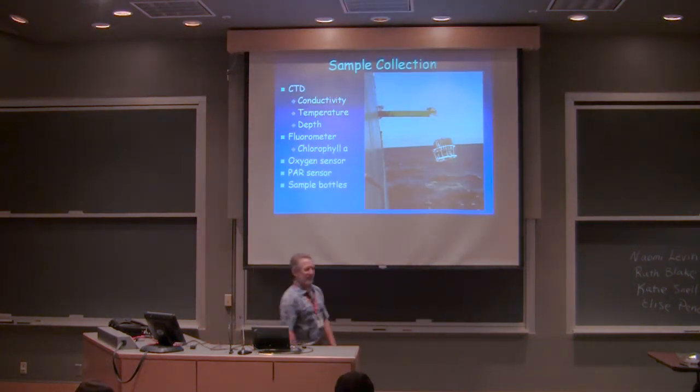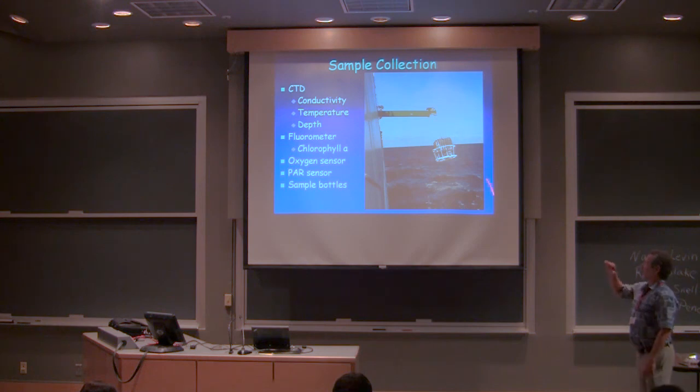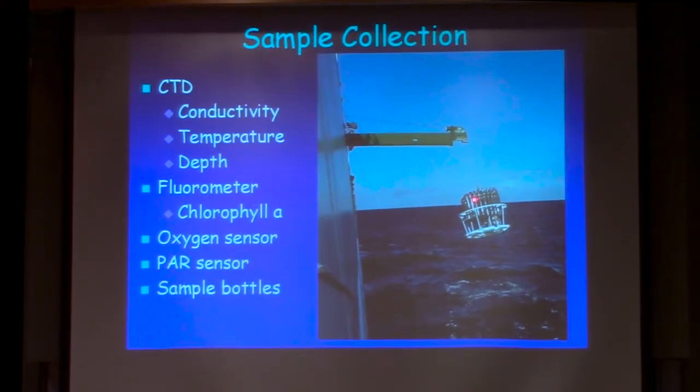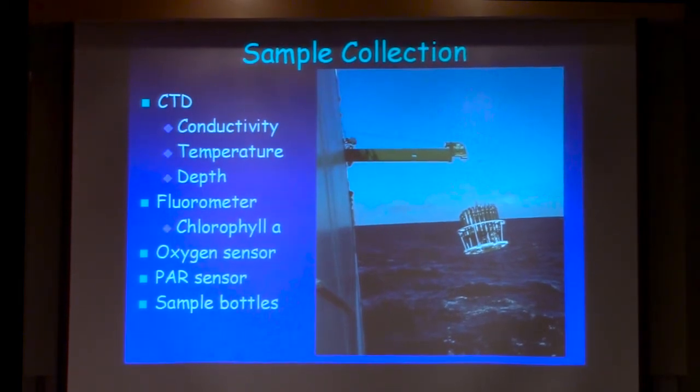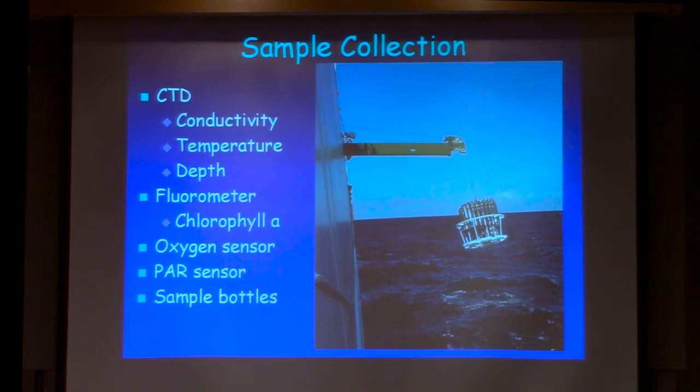This is the way we sample it. We use something called a rosette, a CTD rosette. It's an instrumented package, this round package. These are sample bottles. They're open at the top and bottom. They go down to a particular depth. You send a signal, and the top and bottom closes, so you get a water sample.